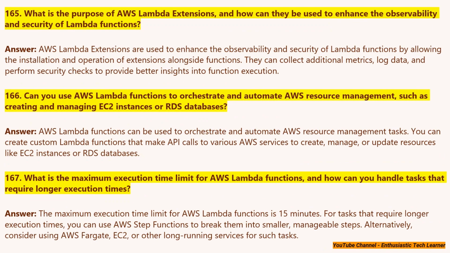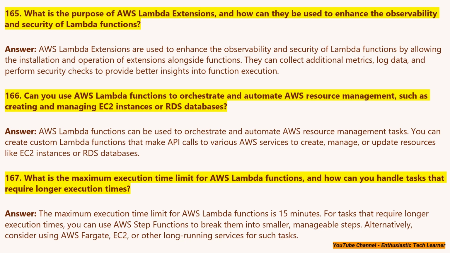What is the purpose of AWS Lambda extensions, and how can they be used to enhance the observability and security of Lambda functions? AWS Lambda extensions are used to enhance the observability and security of Lambda functions by allowing the installation and operation of extensions alongside functions. They can collect additional metrics, log data, and perform security checks to provide better insights into function execution.